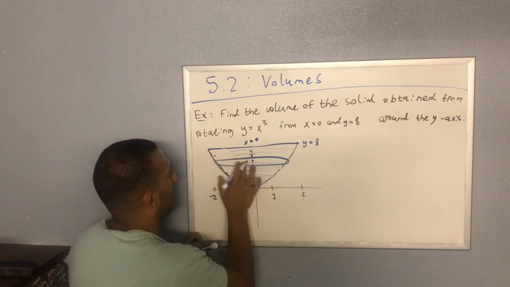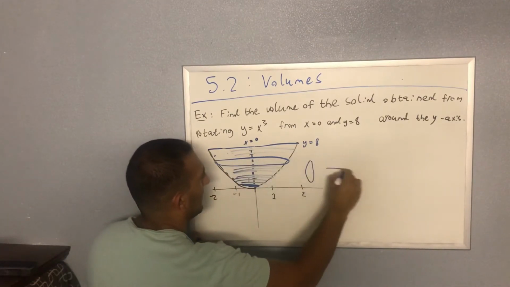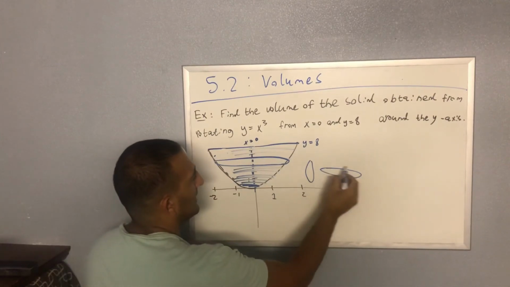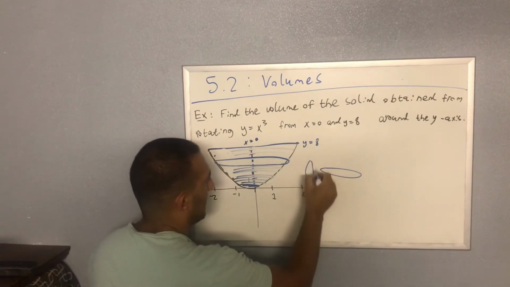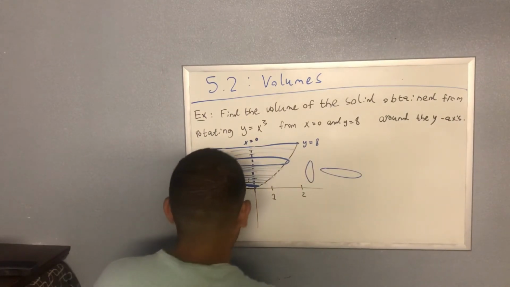Like that. So now our discs, instead of being like this, they look like that. Which kind of makes sense, right? If we rotate about the y-axis, that's what the disc would look like. If we rotate around the x-axis, that's what it would look like. So we're going to look at this disc here.